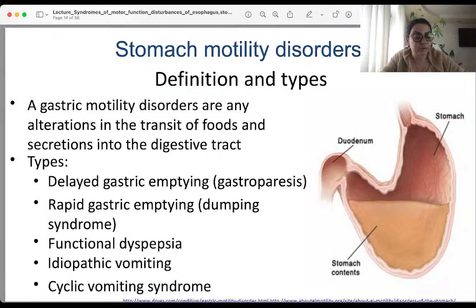Let's continue. The next part of today's lecture is stomach motility disorders. Gastric motility disorders are any alterations in the transit of food and secretions through the digestive tract. By type, there is delayed gastric emptying, which we call gastroparesis. Another type is rapid gastric emptying, the opposite situation with too high motility, which we call dumping syndrome. There is functional dyspepsia, when we can't confirm any organic problem, but the patient has symptoms. There can be idiopathic vomiting and cyclic vomiting syndrome. We will stop on each form.